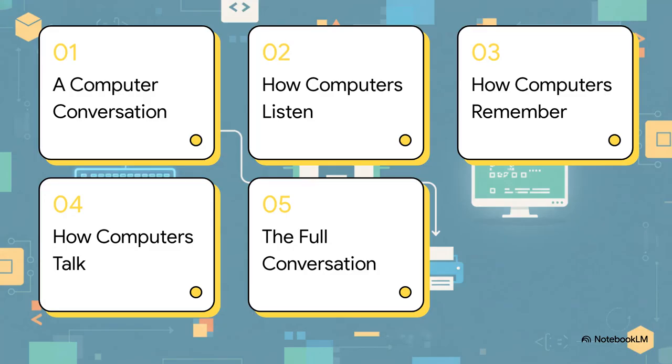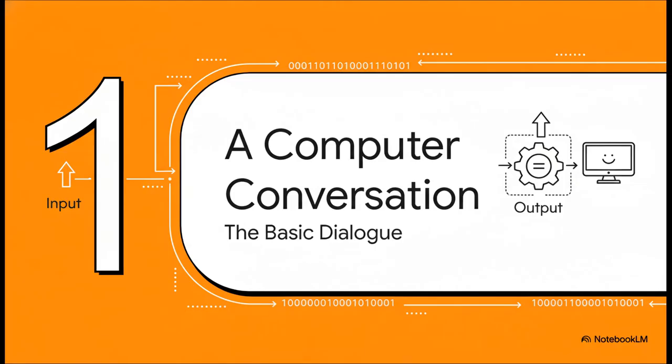First, we'll look at what a computer conversation even means. Then, we'll dive into how computers listen, how they remember what you told them, and finally, how they talk back. And to wrap it all up, we'll see the whole thing in action. Okay, let's start with the big picture. At its core, most programming is just a really simple dialogue. You give it some information, the computer does something with it, and then it shows you a result. We're about to learn the exact language for that back and forth.